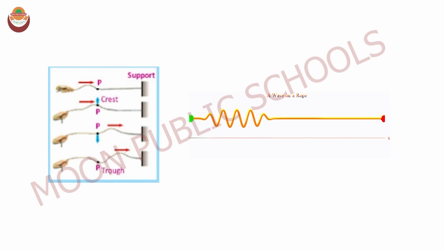The wave hits the fixed point, rebounds and starts its wave motion along point P. Point P stays in its position. The motion of point P will be perpendicular to the direction of motion of the wave.